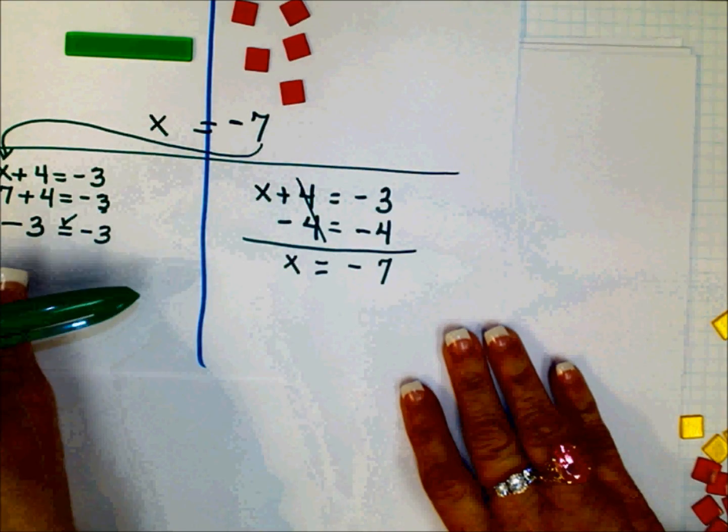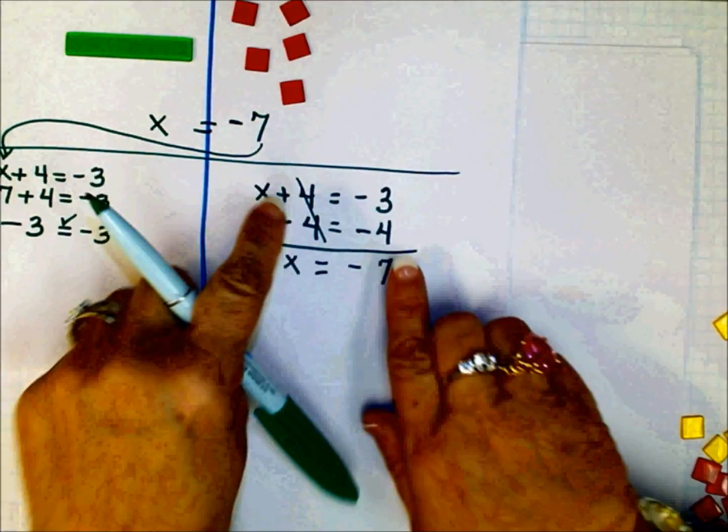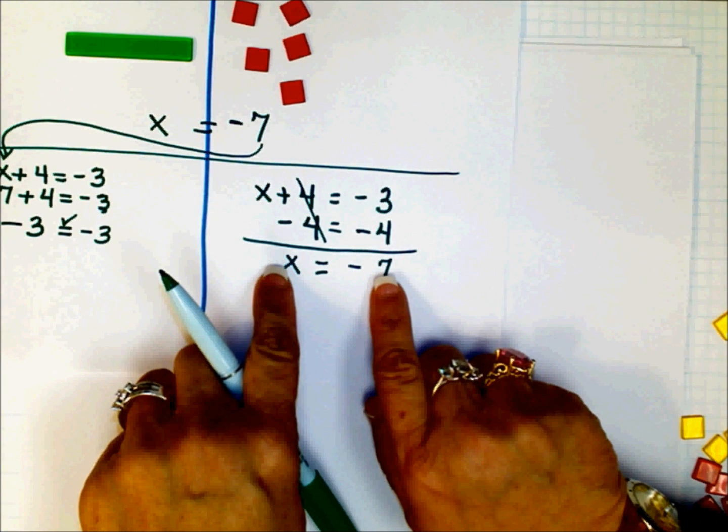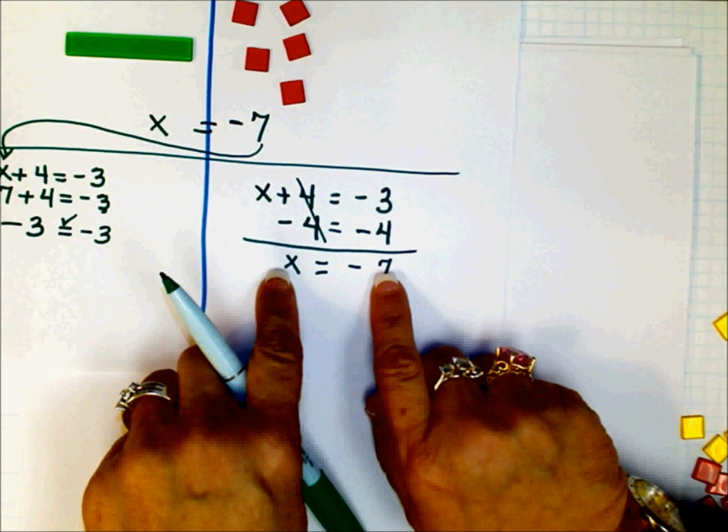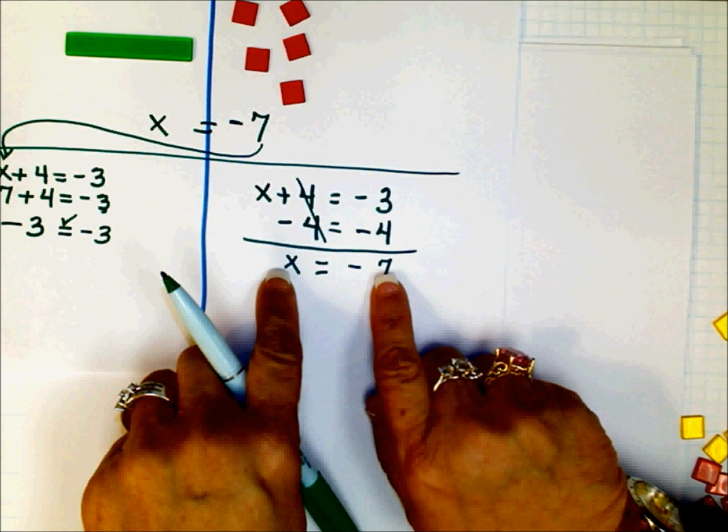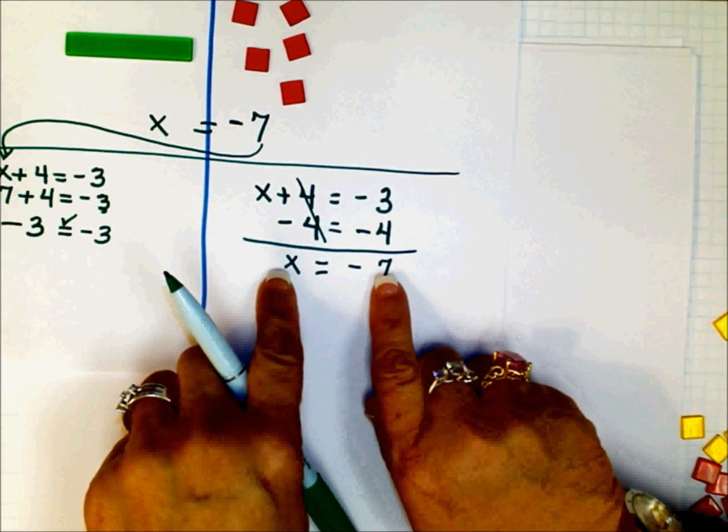So as you can see, when you use the subtraction property of equality to solve the equation, it looks very much like the steps that you use when you solve using the manipulative.